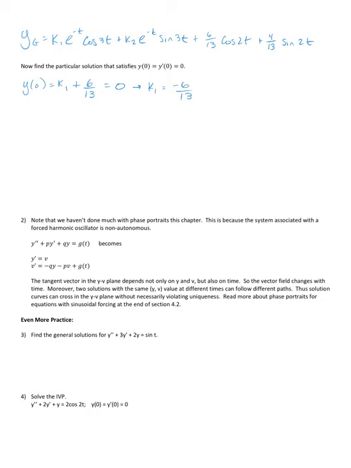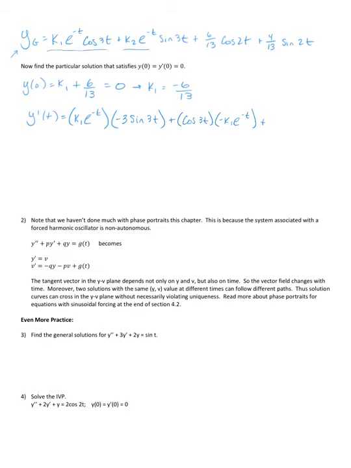And then to get k2, I need y prime. So I'm going to have to take the derivative of y general, which is going to involve the product rule. Blech. Okay. First times the derivative of the second. The derivative of cosine is negative sine, and the chain rule, I get negative 3 sine 3t. Okay, so that's first times the derivative of the second plus the second, cosine 3t, times the derivative of the first, which is negative k1 e to the negative t, plus. Okay, so that was the derivative of that term.